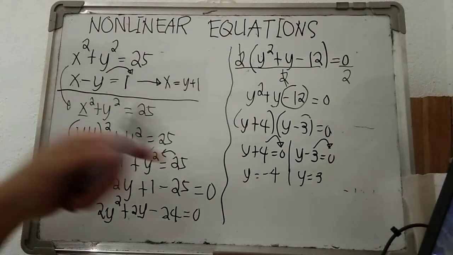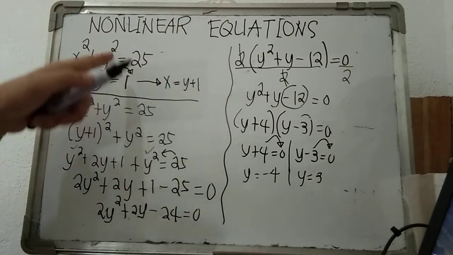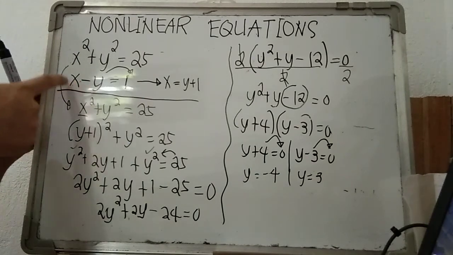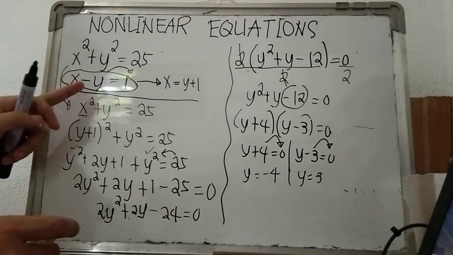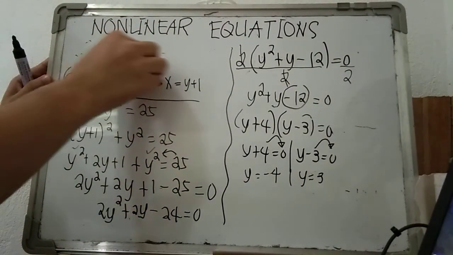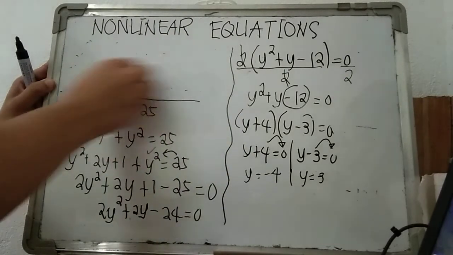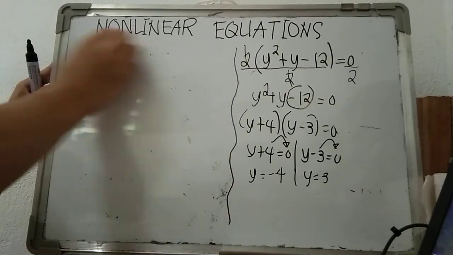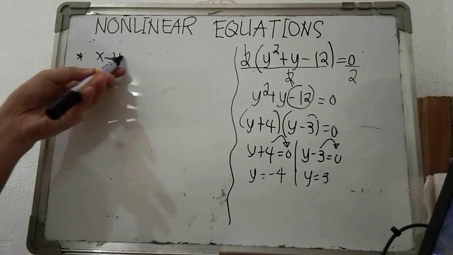Now from here, we are going to use these values to substitute into either of the two original equations to solve for our x. What if we use the second equation, x minus y equals 1? I'm sorry, I had the wrong expression earlier. So if we're going to use that, then we are going to erase the remaining. Let's make use of the second equation, x minus y is equal to 1.